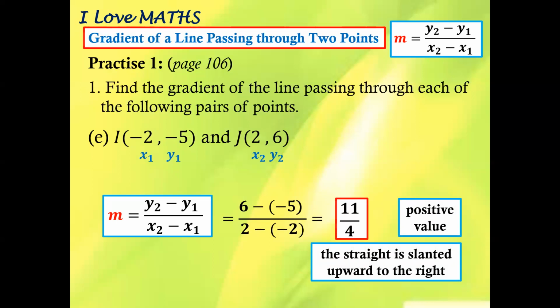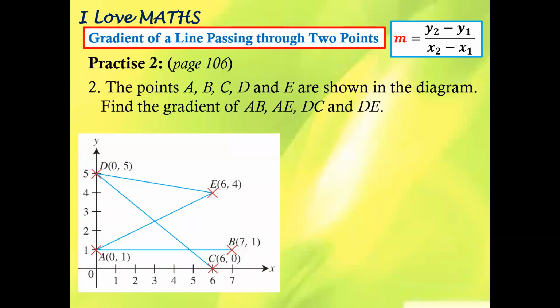All right, I hope everything is clear in computing the gradient values given 2 points on the line. Now let's have practice number 2. The points A, B, C, D, and E are shown in the diagram. Find the gradient of the line AB, the line AE, the line DC, and the line DE. Pause this video and compute the gradient values in your journal.